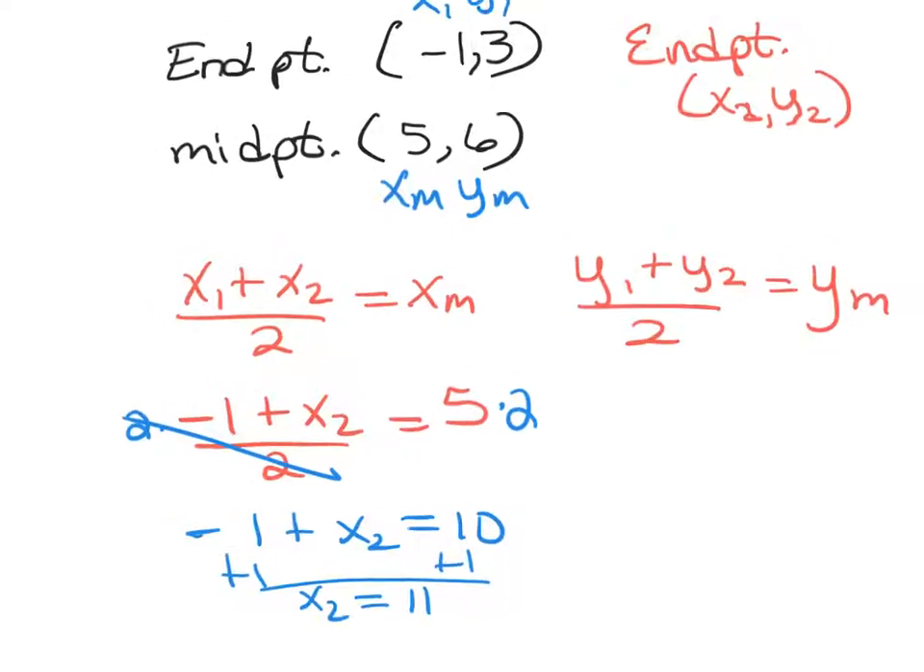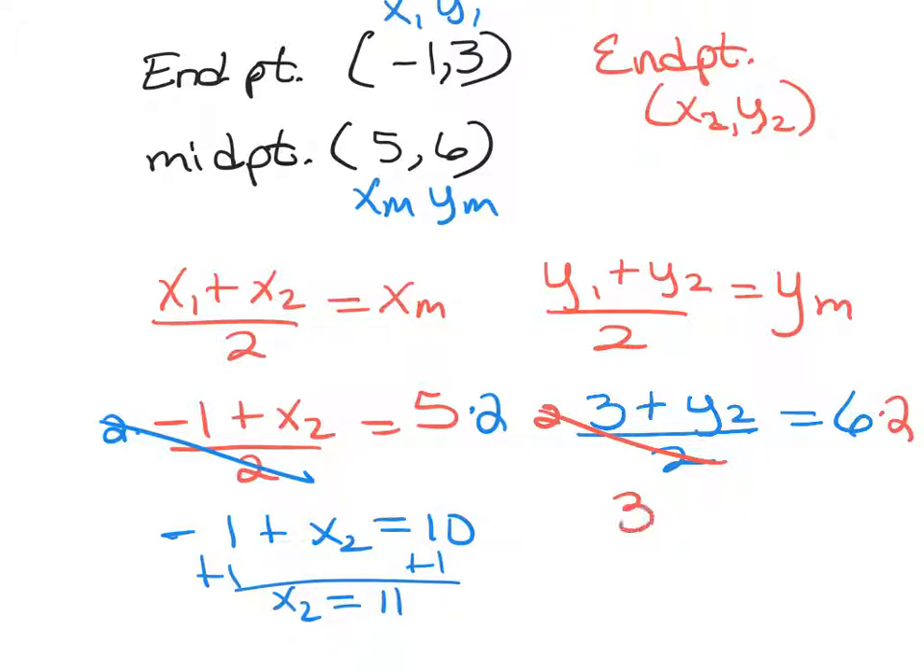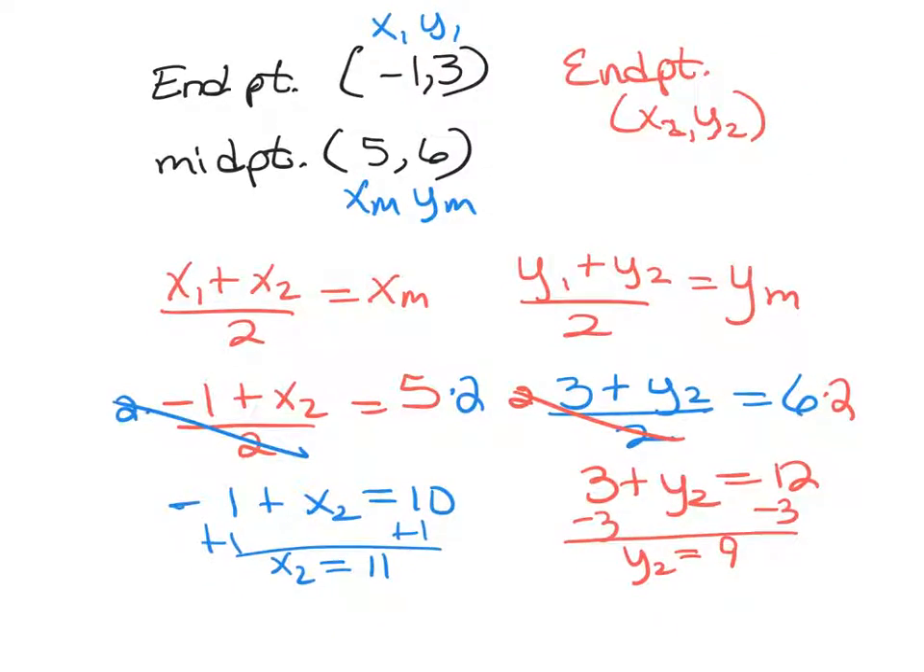Now I'll do the same thing to get the y of the endpoint. Again, plug in y1, which is 3. I don't know the y2. And the y of my midpoint is 6. Again, solve by getting rid of the denominator. So 3 plus y2 equals 12. Subtract the 3. And my y2 equals 9. So my other endpoint is 11, 9. So be able to work backwards.